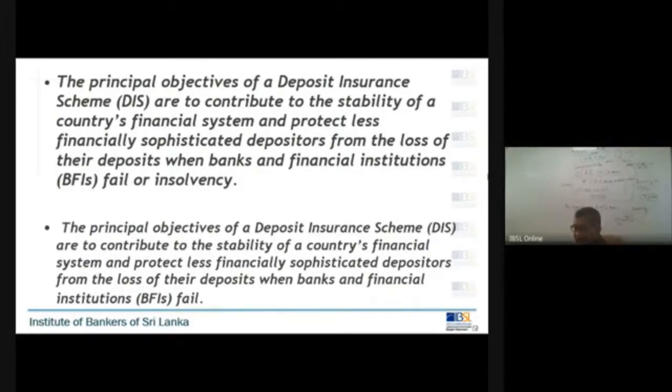Central Bank of Sri Lanka is liable to pay all money due to the customers under this deposit insurance scheme. I ask you a simple question. Whether the Central Bank of Sri Lanka is liable to pay once they cancel the license of a particular institution, are liable to pay compensation to the customers? Yes or no?